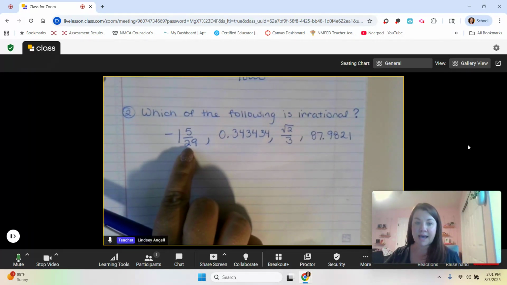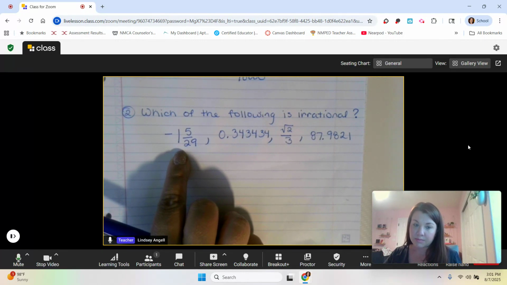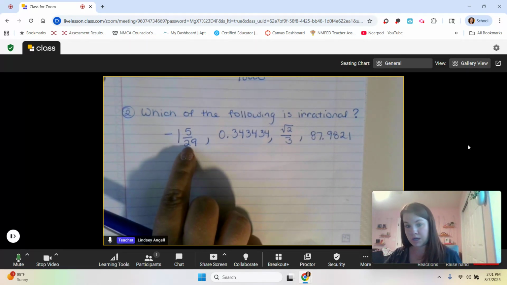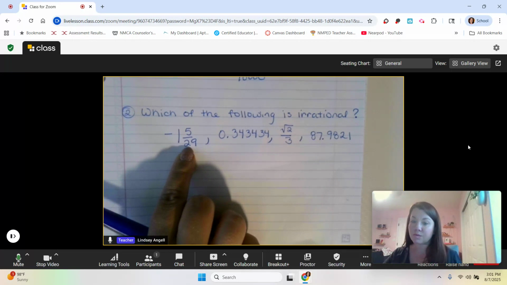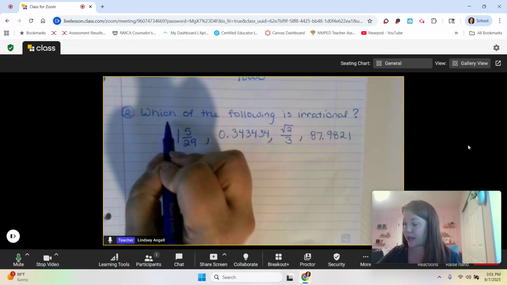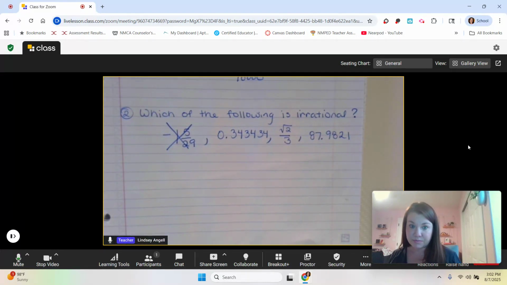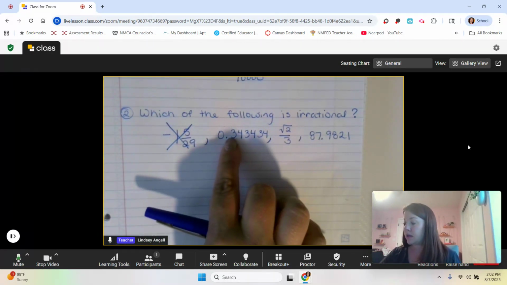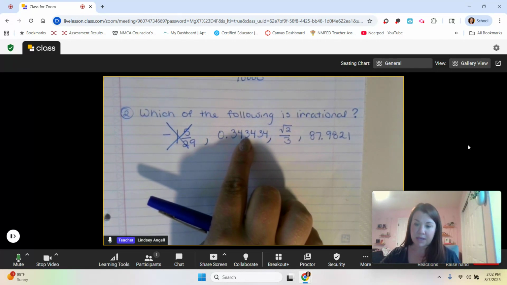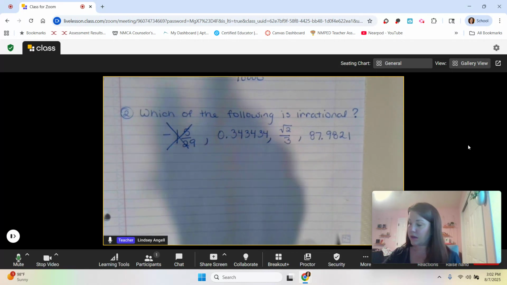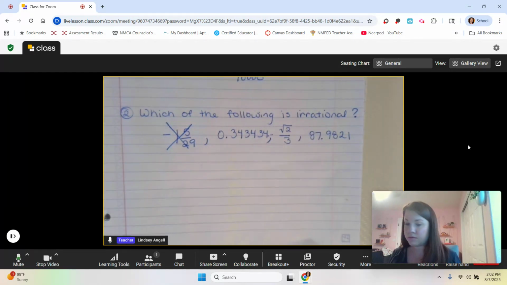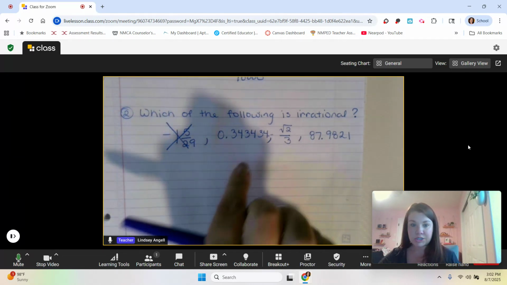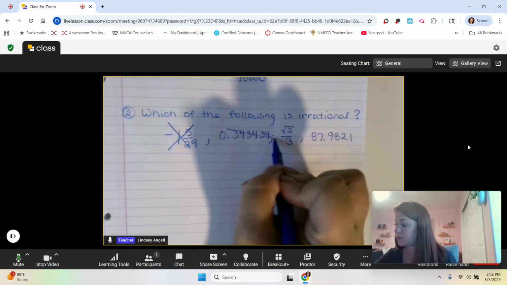So this one right here, this is a mixed number, but because it was able to be written as a fraction where the denominator in the fraction is not 0, it is rational. So that cannot be irrational. All right? This next one, this is a repeating decimal, right? And we could have put 3 little dots there to show that it goes on forever. But because it has a pattern, okay, it is actually considered rational. So that can't be our answer.